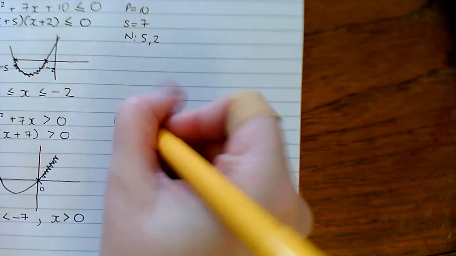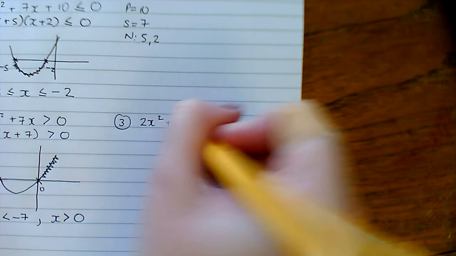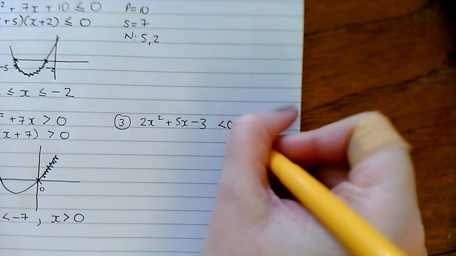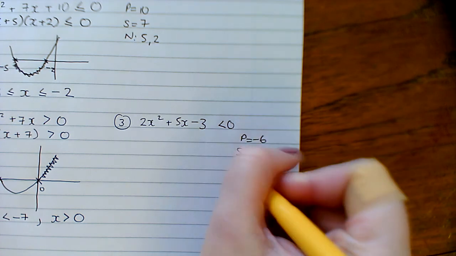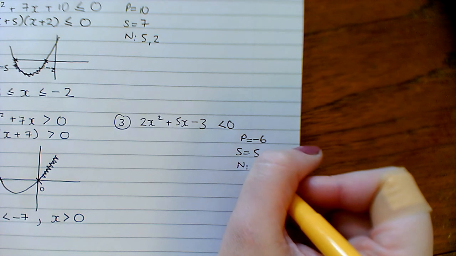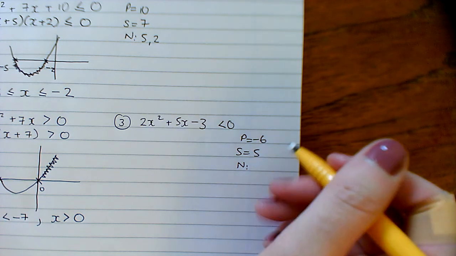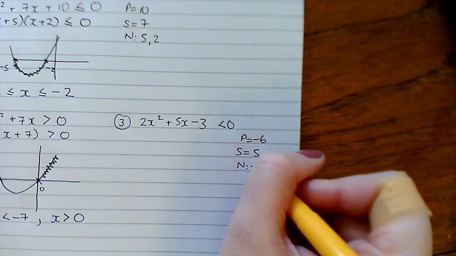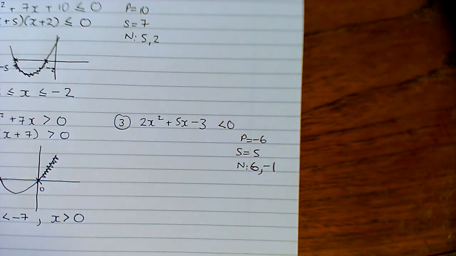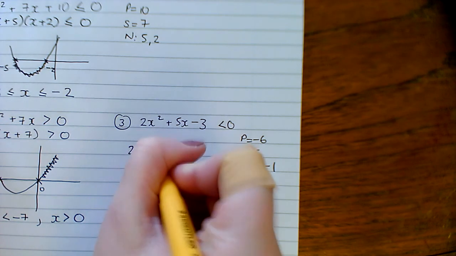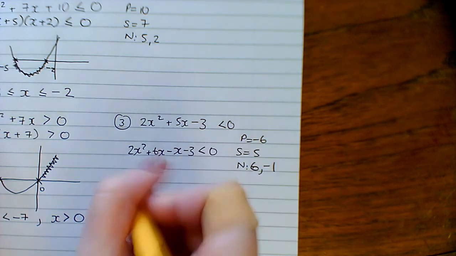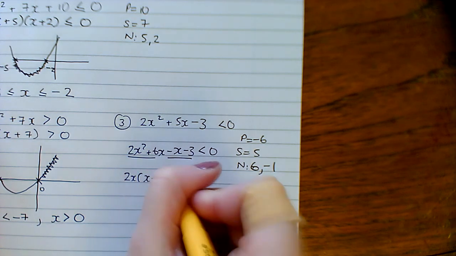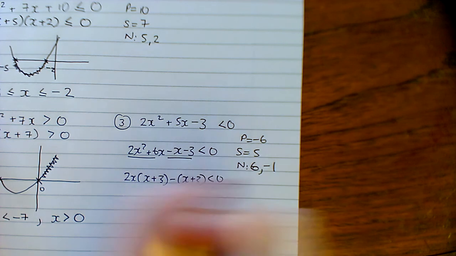Okay, our third one, 2x squared plus 5x minus 3 is less than 0. So our product is minus 6, our sum is 5, and two numbers that multiply together to give you minus 6 and add together to give you 5 are 6 and minus 1. We rewrite our equation and factorise the two pairs, so you can see it's exactly the same as if you were solving a quadratic equation.